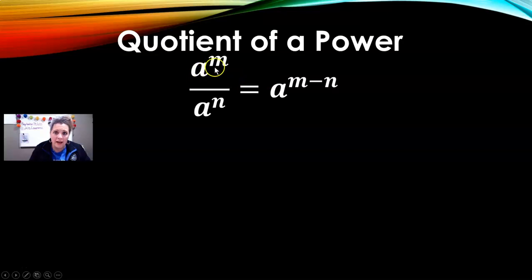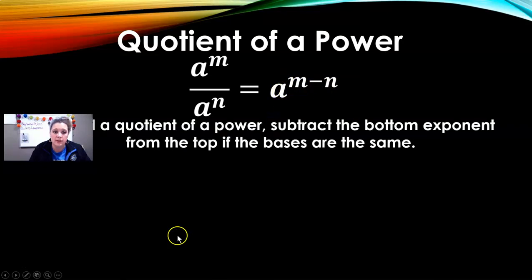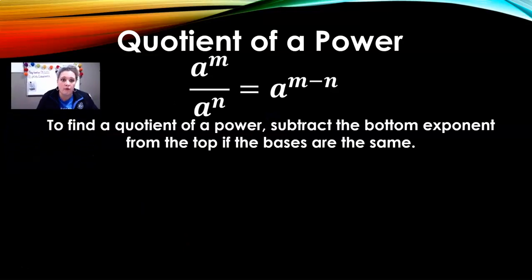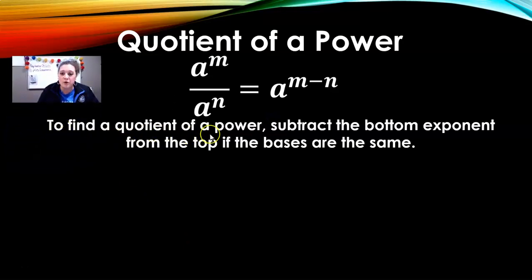So here, I have a to the m power divided by a to the n power. We're just going to keep the a. The base, again, is the same. So we're going to keep it, and then we're just going to subtract the exponents. Now I'm in the way again. I'm moving up here. So to find a quotient of a power, you're going to subtract the bottom exponent from the top if the bases are the same. Again, the bases have to be the same. These both have an a. They're the same. So I can just take the top number and I'm going to subtract the bottom number from it.